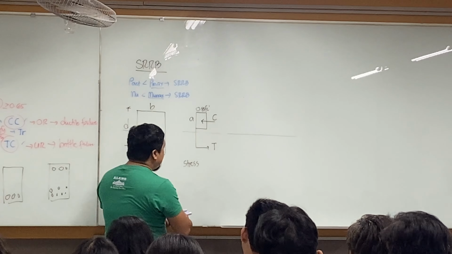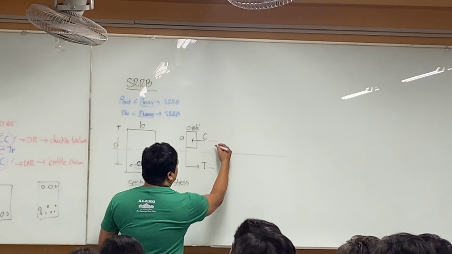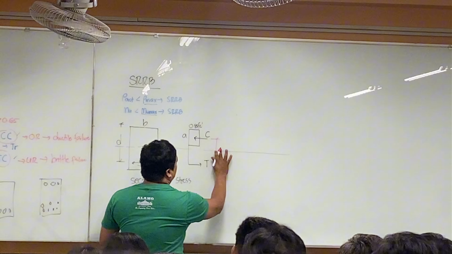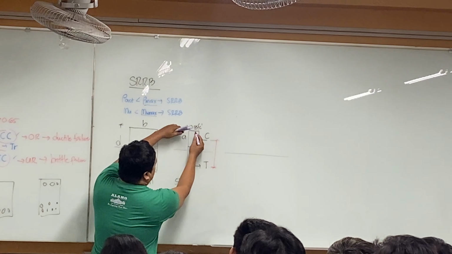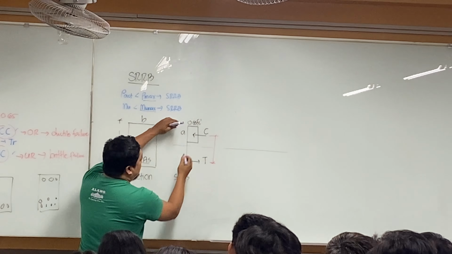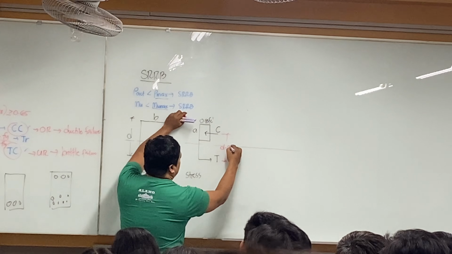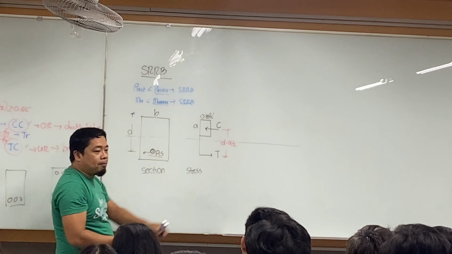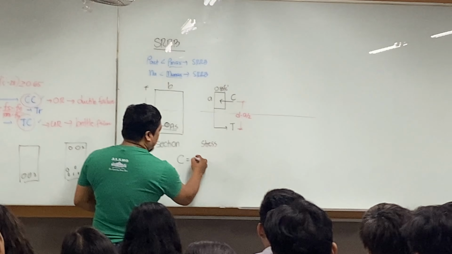Okay? For this one, the forces are separated by what distance? Since this is a rectangular section, the centroid is a over 2. Therefore, this one is d minus a over 2. Applying statics, we have that C is equal to T.